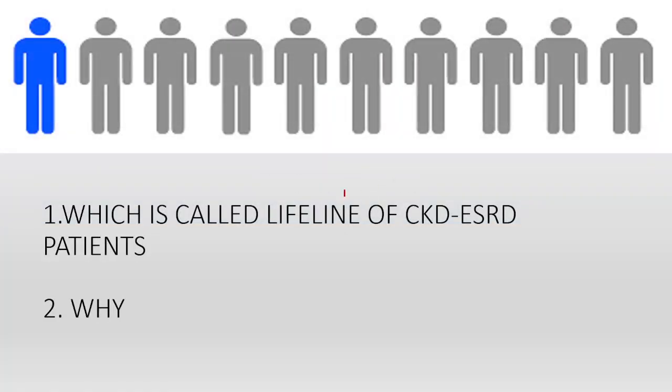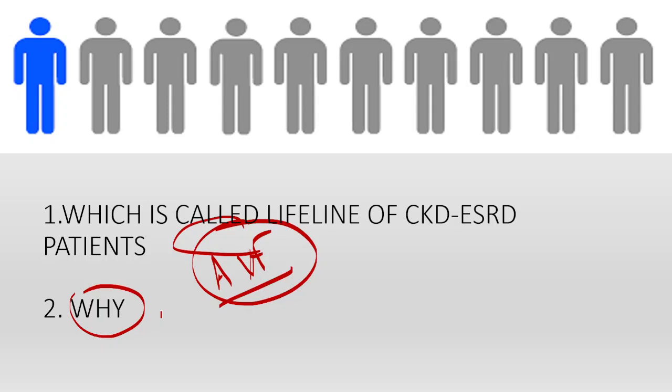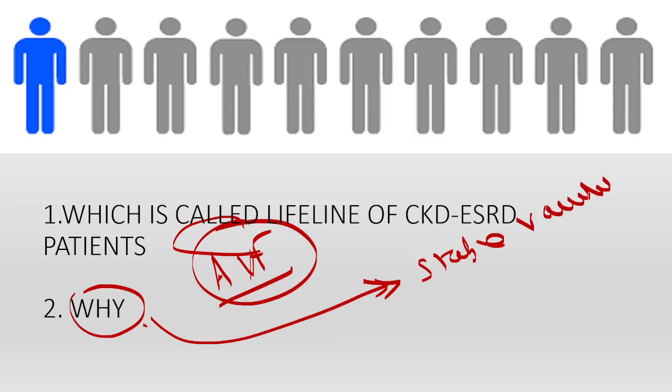Which is called the lifeline of the CKD patient? Arteriovenous fistula. Why is it called so? Because for patients undergoing maintenance hemodialysis, you need a stable vascular access which can serve for multiple cannulations over a period of years, 5, 10, 15 years. There are CKD patients who are doing fine over 10 to 20 years if that fistula is good. So the AV fistula is called the lifeline of CKD patients.